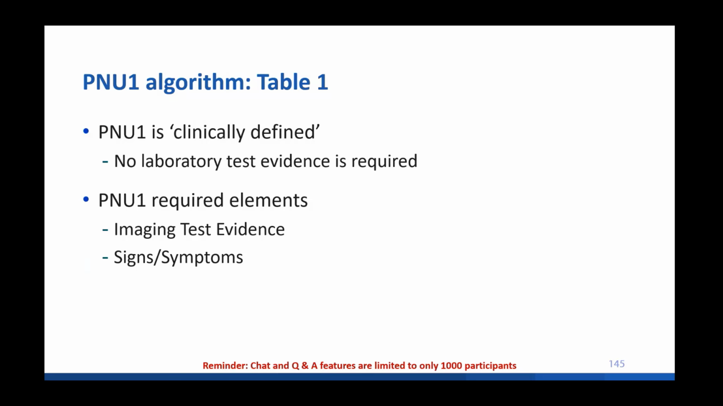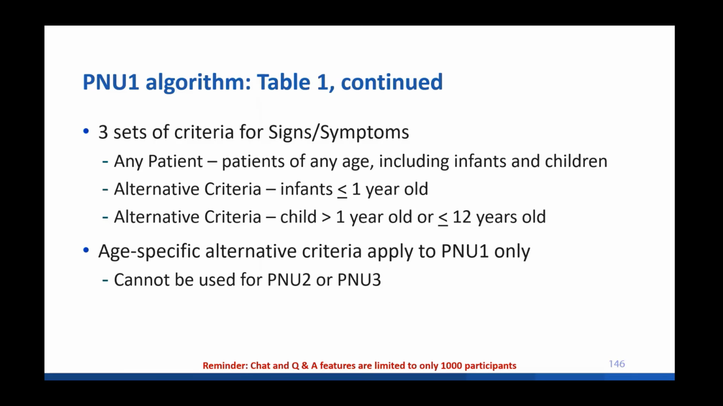The first pneumonia criterion is pneumonia 1, which is located in Table 1 in the pneumonia chapter. Pneumonia 1 is clinically defined, meaning no laboratory test evidence is required to meet the criterion. Required elements in the infection window period include imaging test evidence of pneumonia and signs and symptoms. Pneumonia 1 has 3 sets of criteria for signs and symptoms. First is any patient, which can be applied to patients of any age, including infants and children.